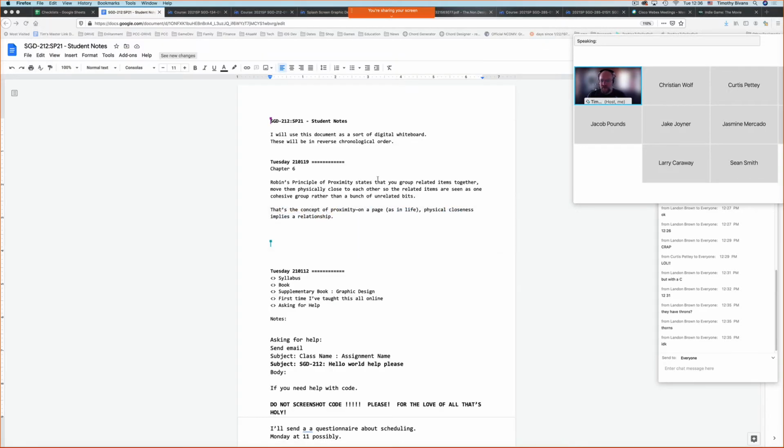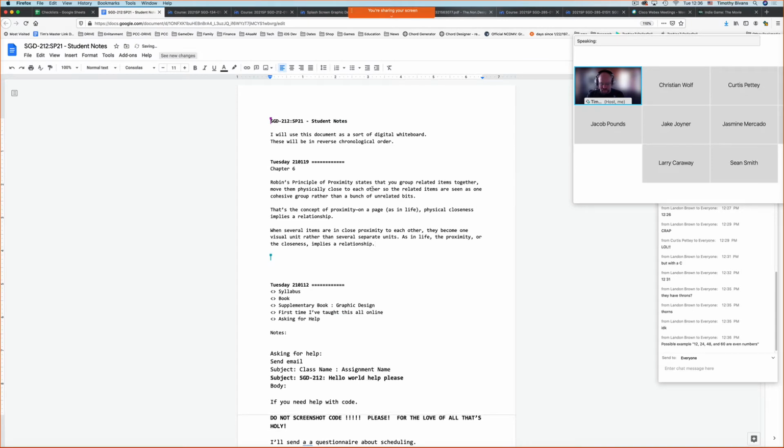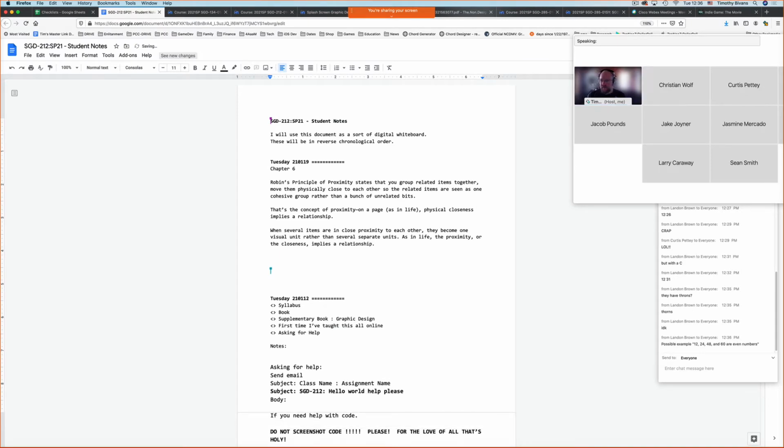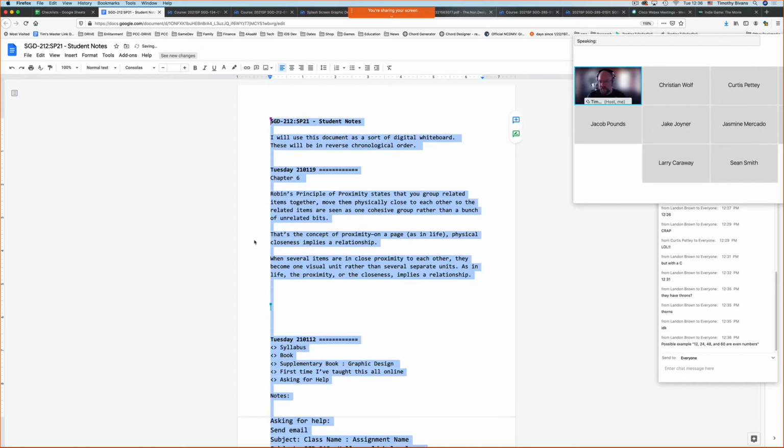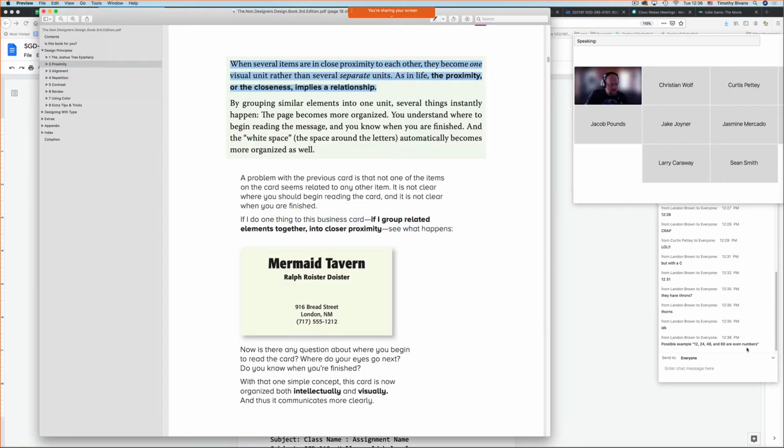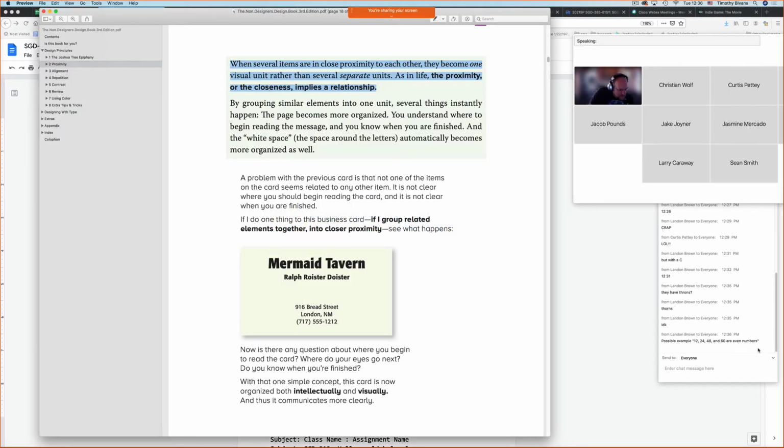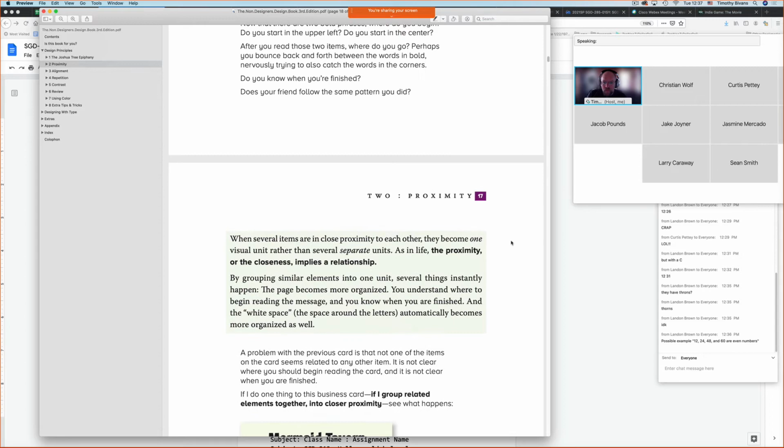Put that in the notes as well. Bump that up a little bit. Possible example, 12, 24, 48, and 60 are even numbers. Not sure. What's that relating to?